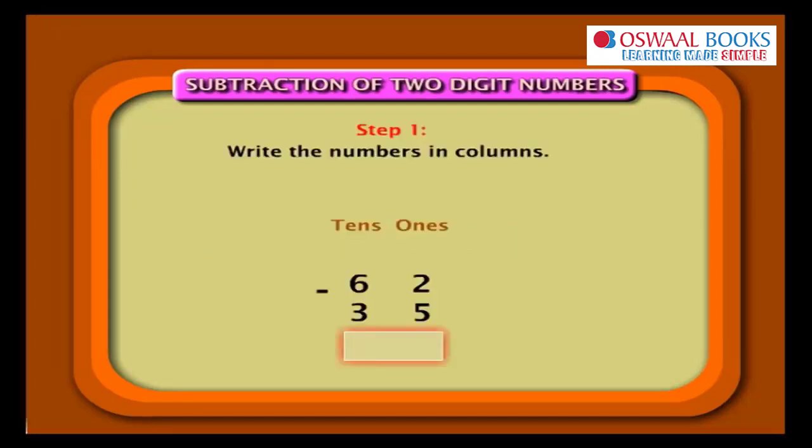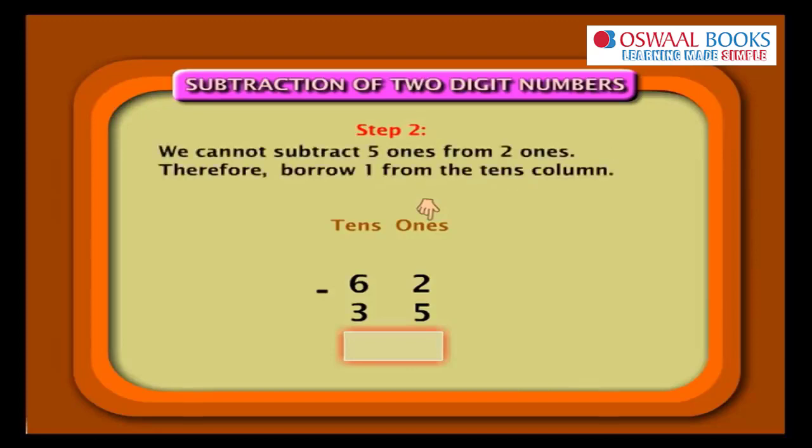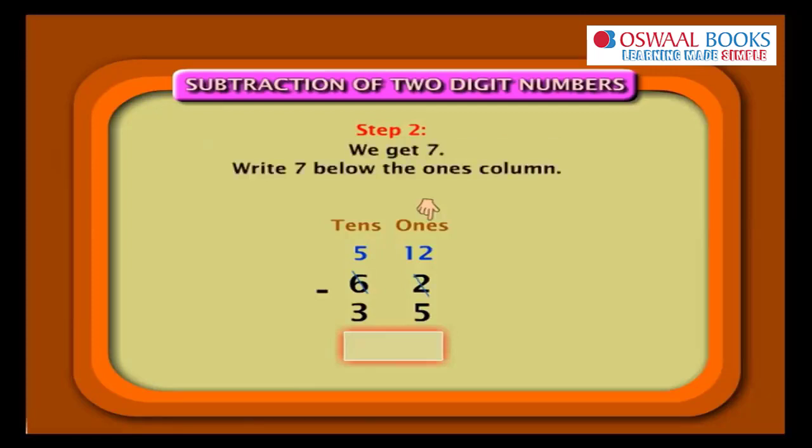Write the numbers in columns. Take away the ones from the ones. Can you subtract 5 from 2? We cannot subtract 5 from 2. Therefore, borrow 1 from the tens column. We have 12 now. Subtract 5 from 12. We get 7. Write 7 below the ones column.